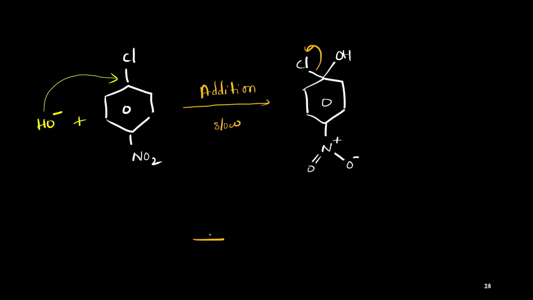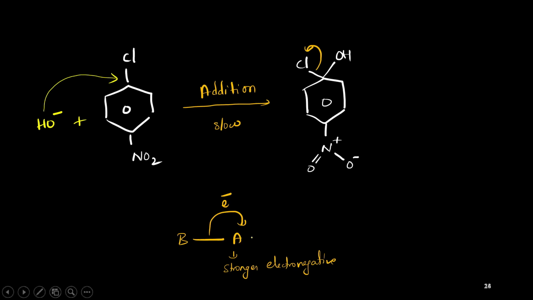Whenever I show an arrow like this, it means A is more electronegative compared to B. As it is more electronegative, it will take the pair of electrons with it. For suppose one bond means 2 electrons, whatever the 2 electrons are there, it will carry away with A. So that's what it means. That's why the chlorine will leave as Cl minus. So this is the addition process.